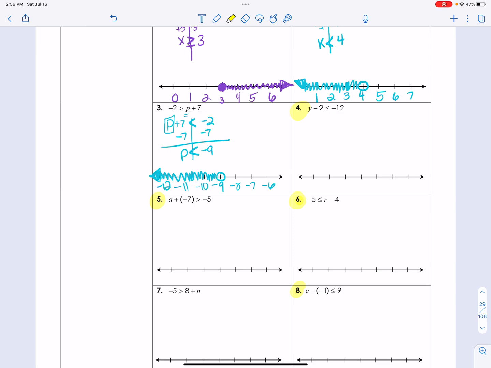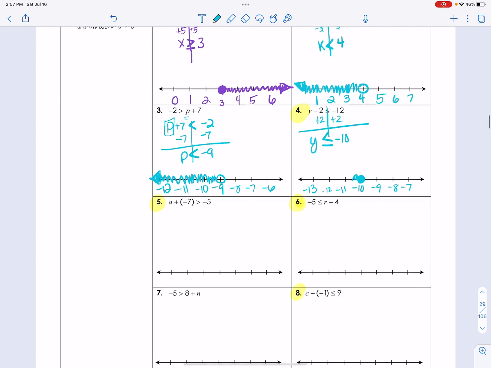Okay. So on this, I would add the 2, and I get y is less than or equal to, I have 10 reds and 2 yellows. So it's going to be a negative 10. So negative 10 is here, negative 9, negative 8, negative 7, negative 11, negative 12, negative 13. I have a filled in circle at negative 10, and I want the numbers that are smaller, which would be going away from 0.